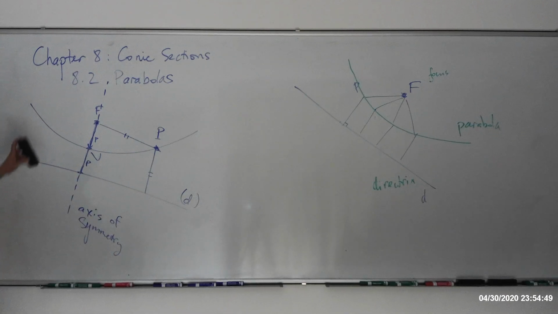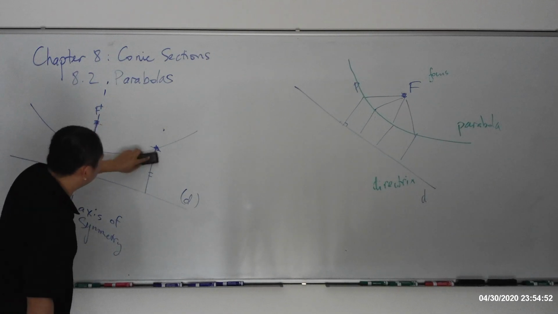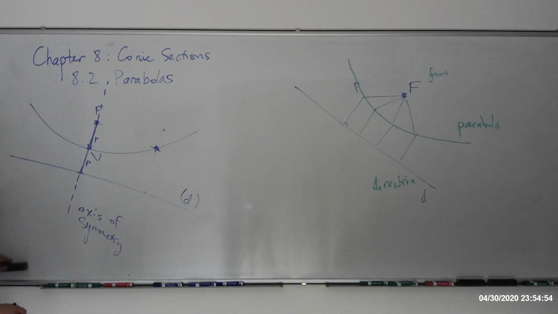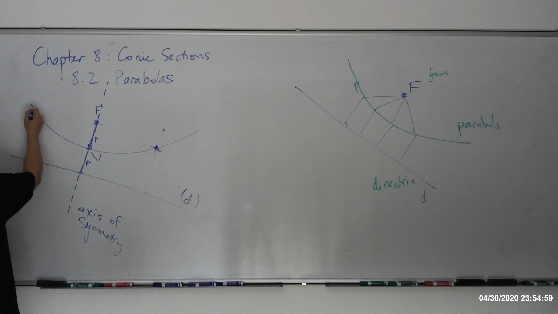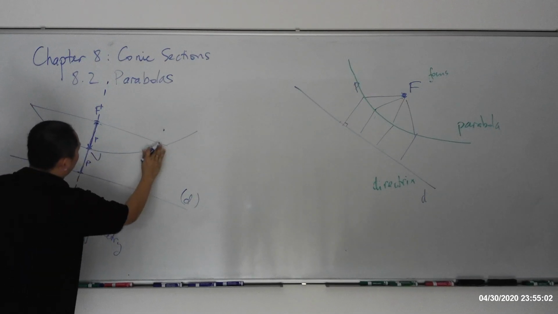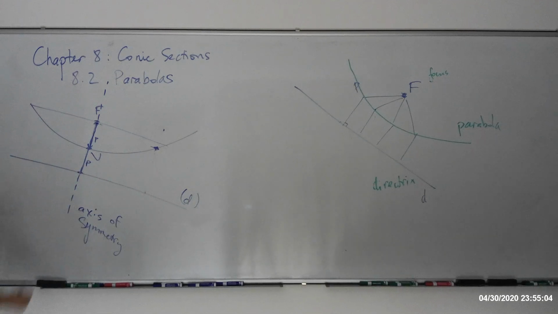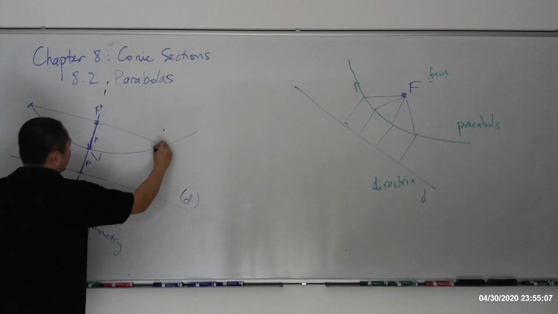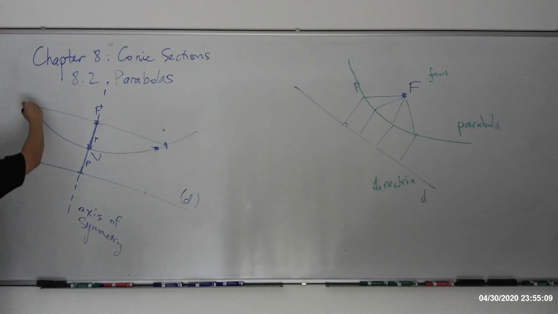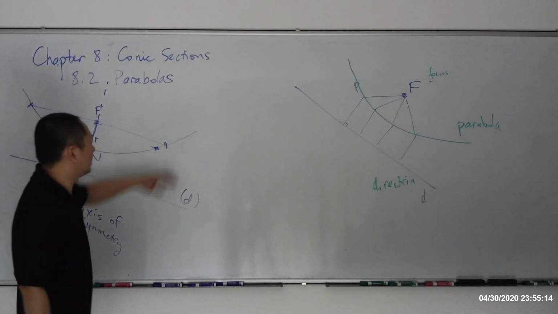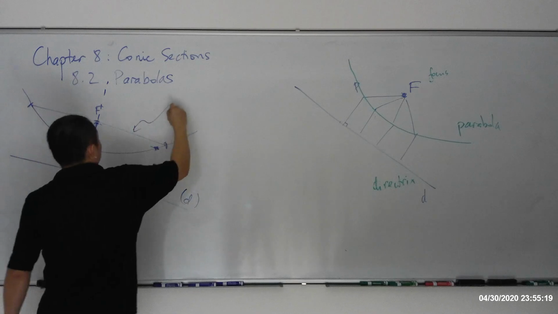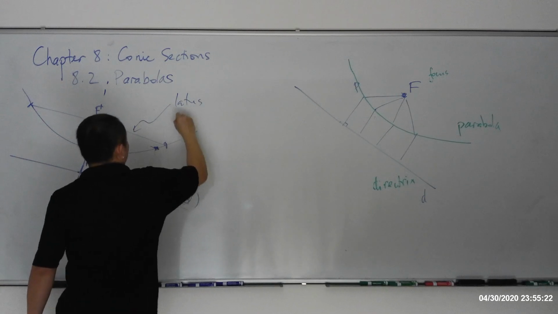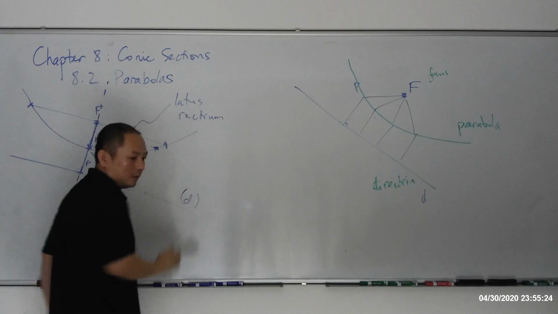One more thing about the parabola. If you draw a line that goes through the focus and is perpendicular to the axis of symmetry, or parallel to the directrix line, that line is going to intersect the parabola at two points, and you have a line segment. We have a name for that line segment. It's called the latus rectum.